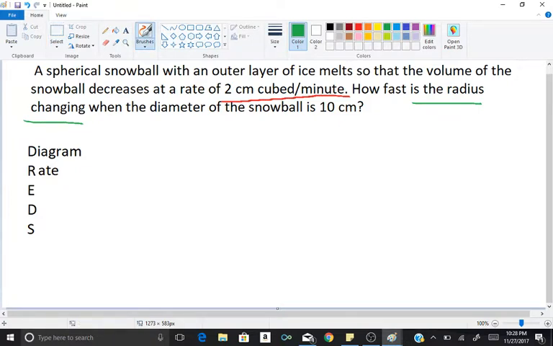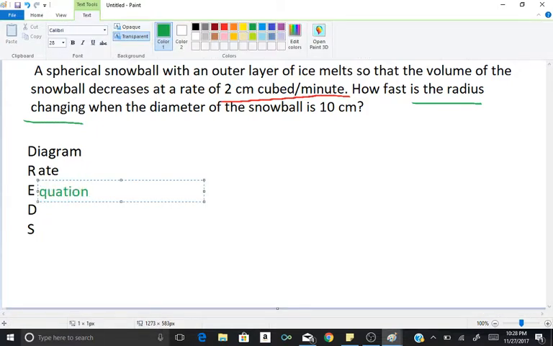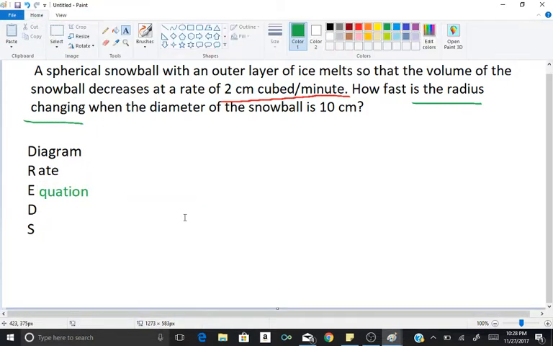Okay, next. E stands for equation. We need to create an equation that is going to use all of the information we have. Now, if you think about a sphere, or a circle, there's a ton of equations we could use. We could use the area of a circle as pi r squared. We could use circumference as 2 pi r. We could use surface area, and I'm embarrassed to say I don't know what that is off the top of my head. Or we could use volume, which is 4/3 pi r cubed. And in this example, we are going to use volume, and I'll tell you why in a little bit.